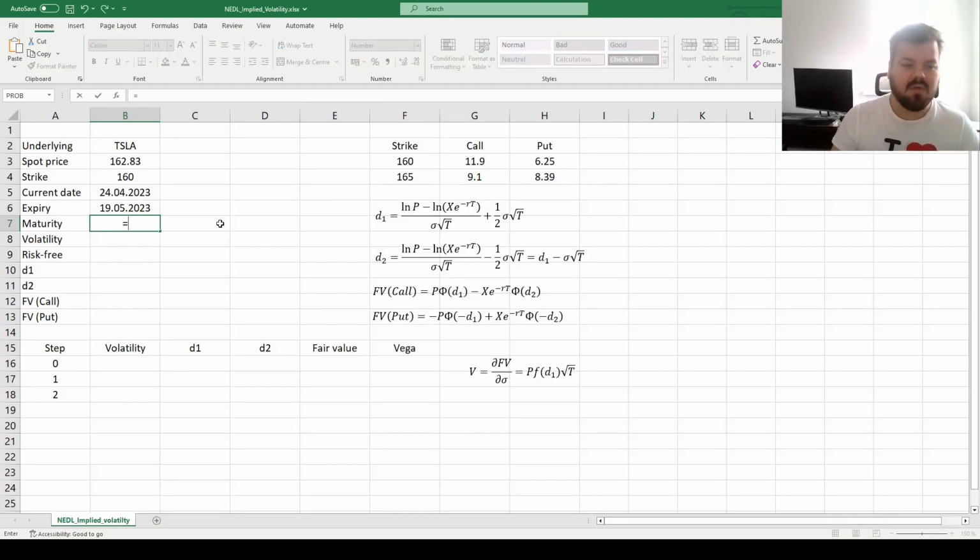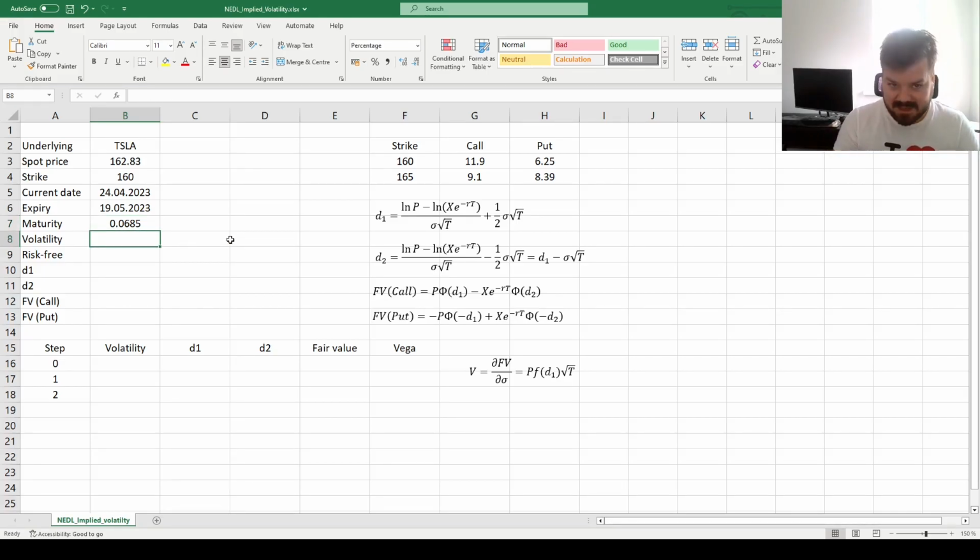So first of all, we need to figure out the maturity in years. For that, we can subtract the current date from the expiry date and divide by 365. So here we've got the maturity of around 0.07 years, slightly less than a month. The level of volatility we just guess and then allow it to converge to the value that makes the Black-Scholes valuation fair. So let's say we start with 30%. Risk-free rate can be retrieved directly from, let's say, government bond yields. So let's assume it to be around 4%.